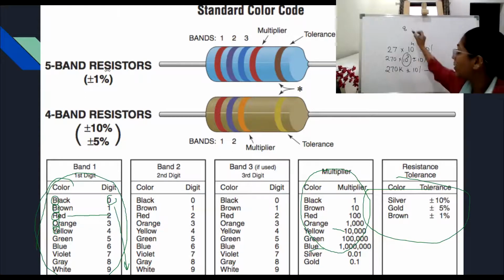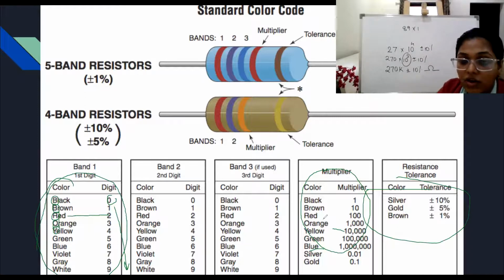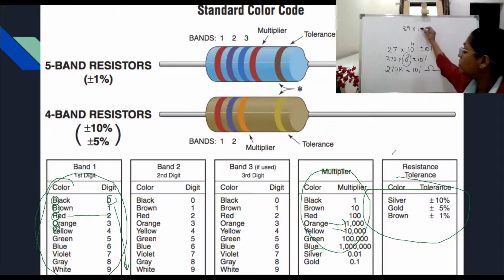White, what is the number? White 9 into what is the multiplier? Orange. Orange का क्या number है? ये देखो, for those who are watching the video, see orange, what is the number for orange is 1000. 1000 में कितने zeros हैं, 3, so I can write 10^3, okay. And the tolerance is brown, so it is ±1%. Is there any nomenclature for 10^3?